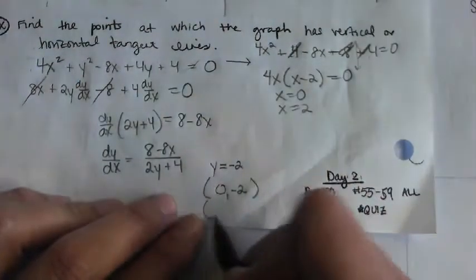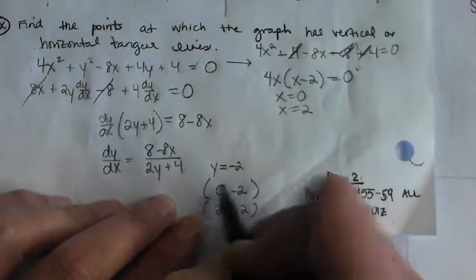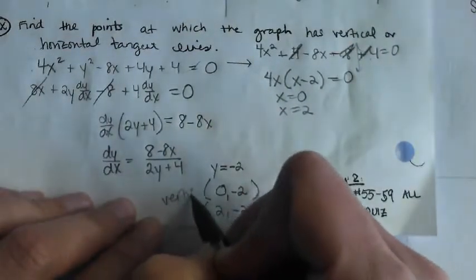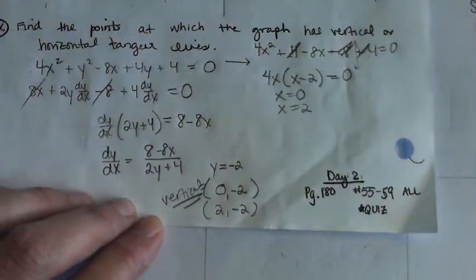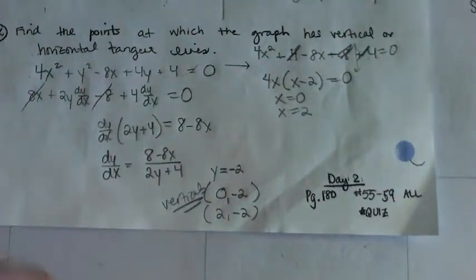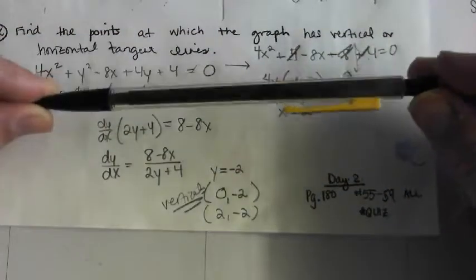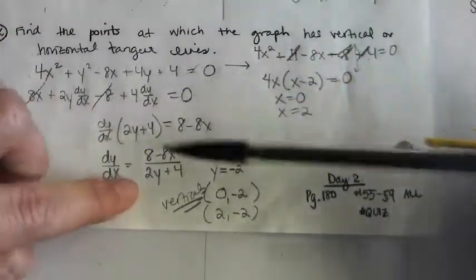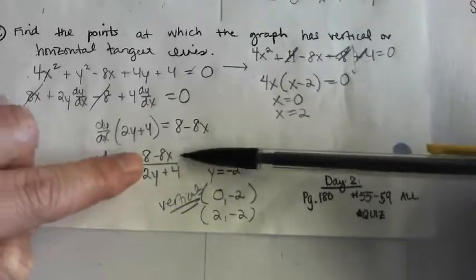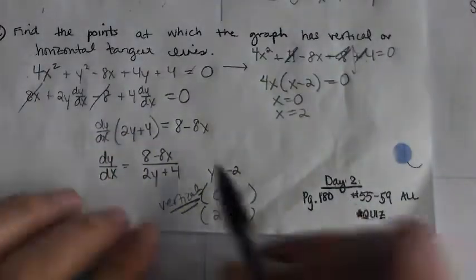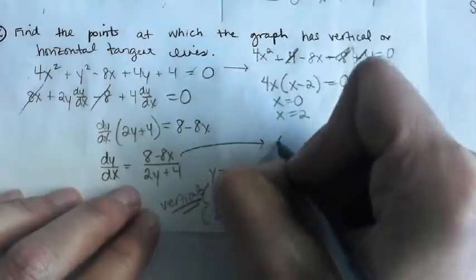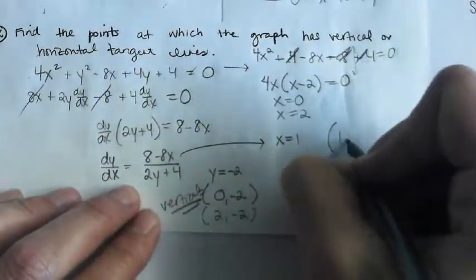Zero, -2 and 2, -2 for verticals. Horizontal tangent lines come with a slope of 0. So for this slope to equal 0, the numerator needs to equal 0. So what would x have to equal? 1. So that gives us the x coordinate.